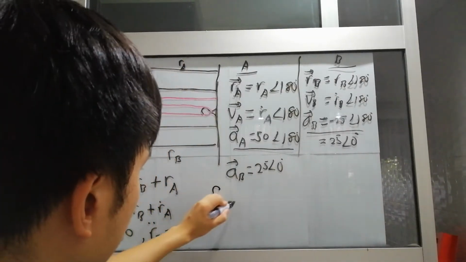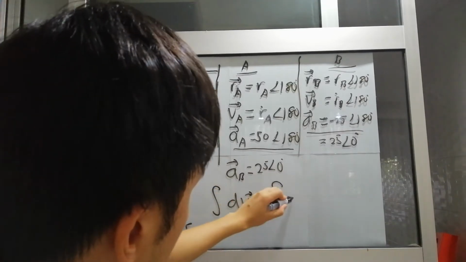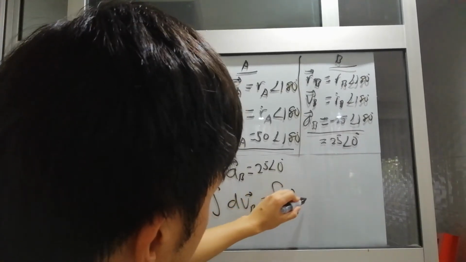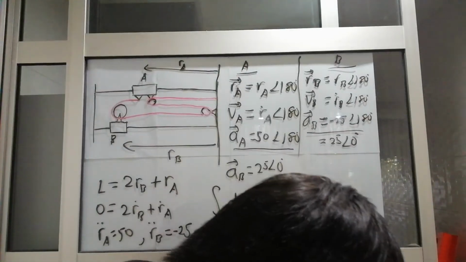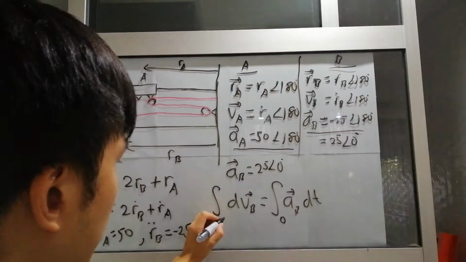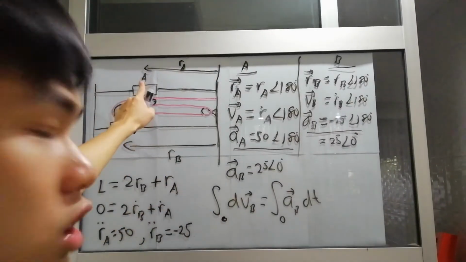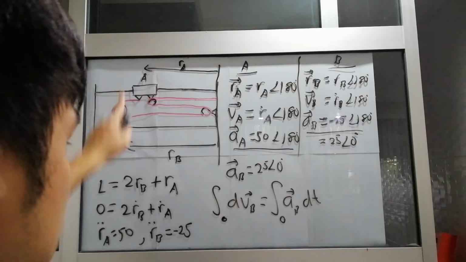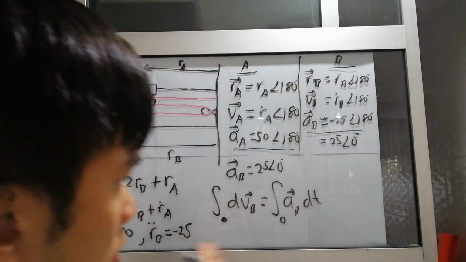So basically I integrate, I got velocity of B is equals to integral of acceleration of B direction dt, right? When time is 0, the velocity of B is 0. Why, when time is equal to 0, is velocity of B 0? Because when time is 0, velocity of A is 0. When velocity of A is 0, R dot A is 0, R dot B is 0 also, according to the second equation. So we have this thing.